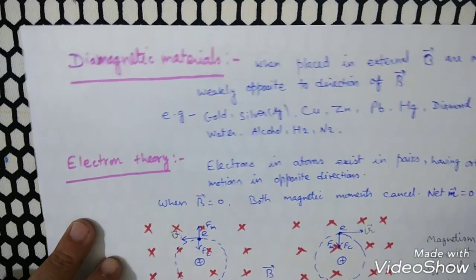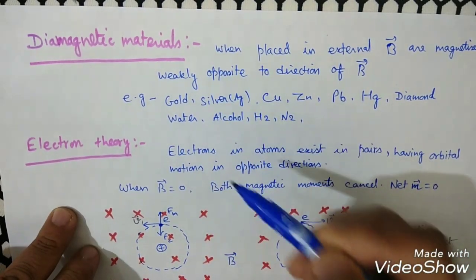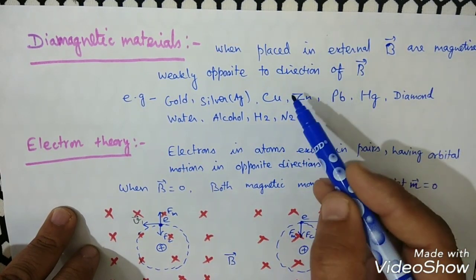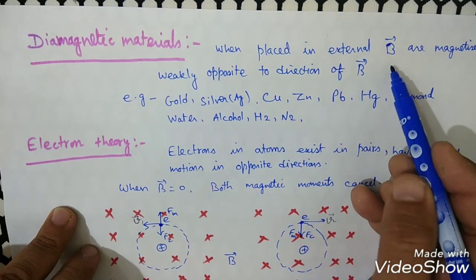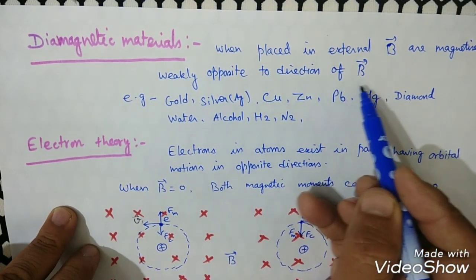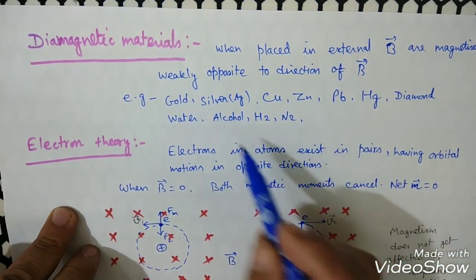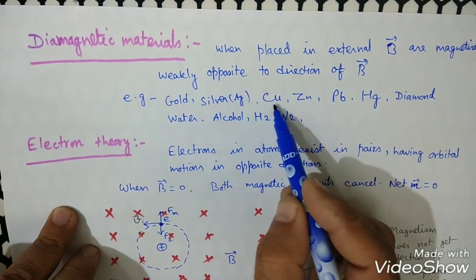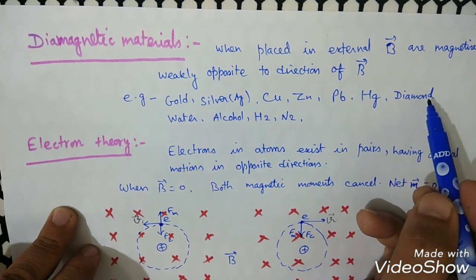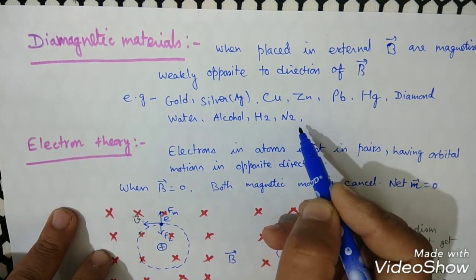What are diamagnetic materials? Firstly, we will try to understand it. Diamagnetic materials are those materials which are magnetized weakly when placed in an external magnetic field, and they will be magnetized opposite to the direction of the applied external magnetic field. What are the examples of these materials? Gold, silver, copper, zinc, lead, mercury, diamond, and simple examples are water, alcohol, hydrogen, and nitrogen.